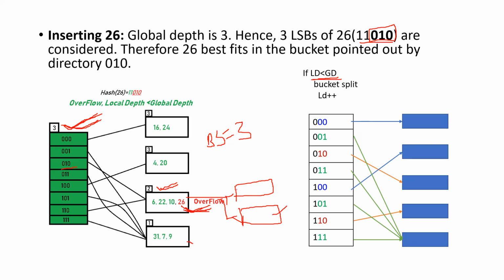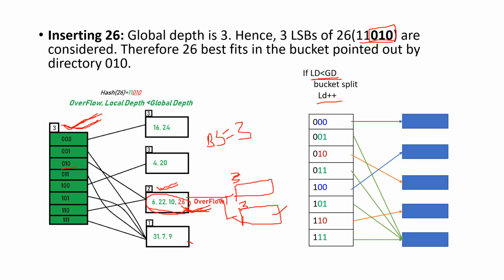Same thing I have done here, and afterward, increment the local depth. Previously it was 2, now it becomes 3. This one becomes 3. And the next step: you have to rehash these 4 elements, meaning you have to store these 4 elements again in these 2 split buckets. I'll show you again how you make this connectivity.